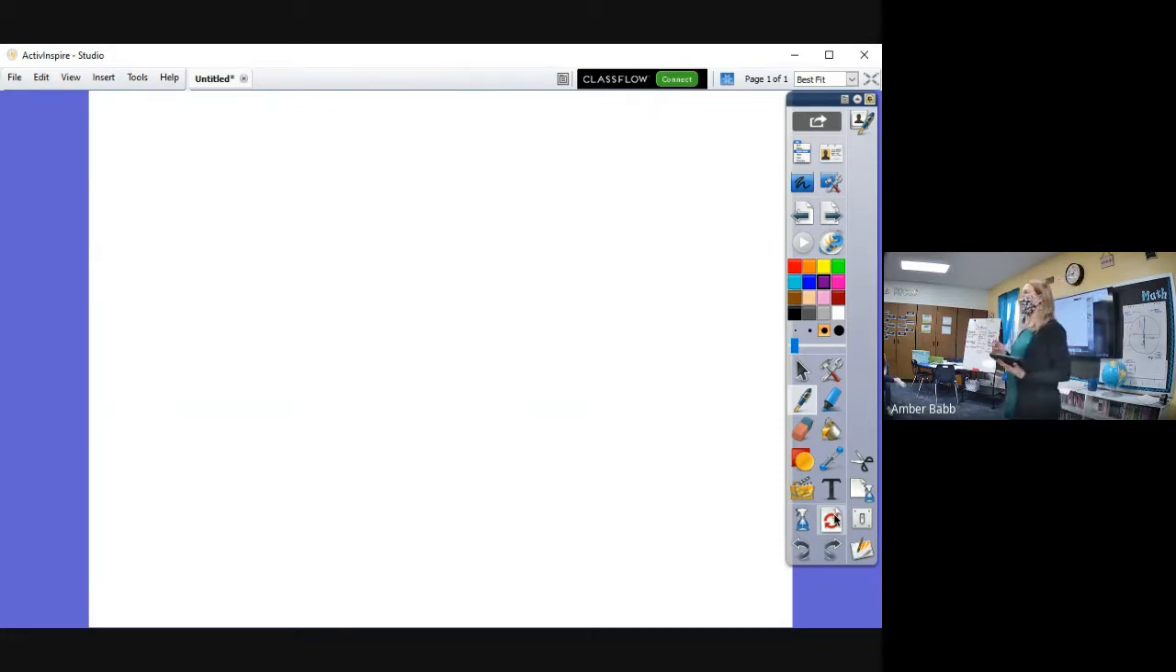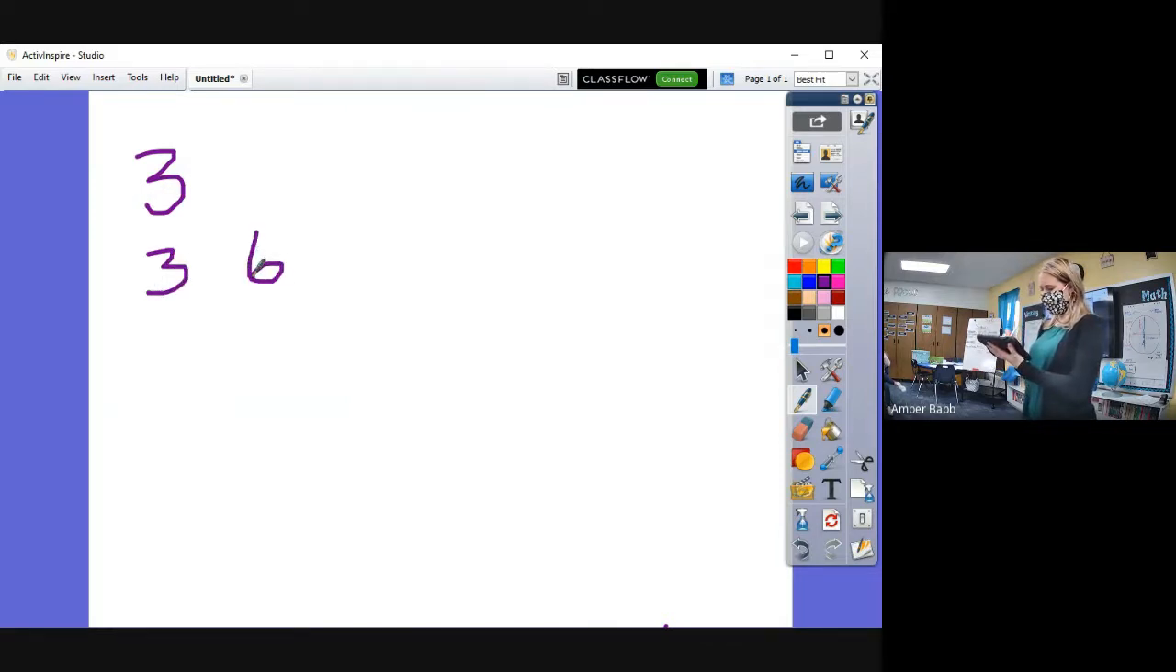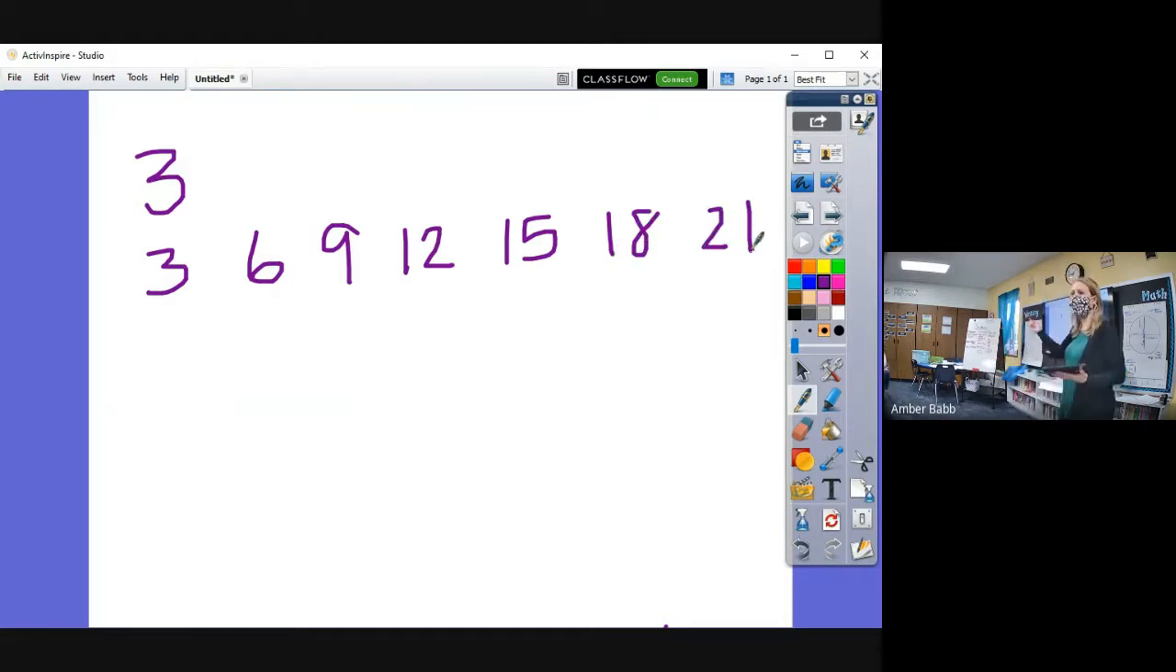Okay. Now, yesterday we did least common multiple. And for least common multiple, we had 2 numbers. And then we had to list everything like we were counting by that number. So if I did 3, the multiples of 3 are 3 times 1, 3 times 2, 3 times 3, 3 times 4, 3 times 5, 3 times 6, 3 times 7. I could go on and on and on, right?